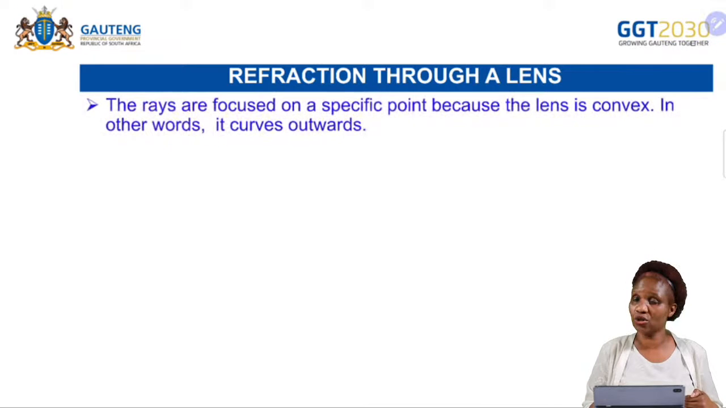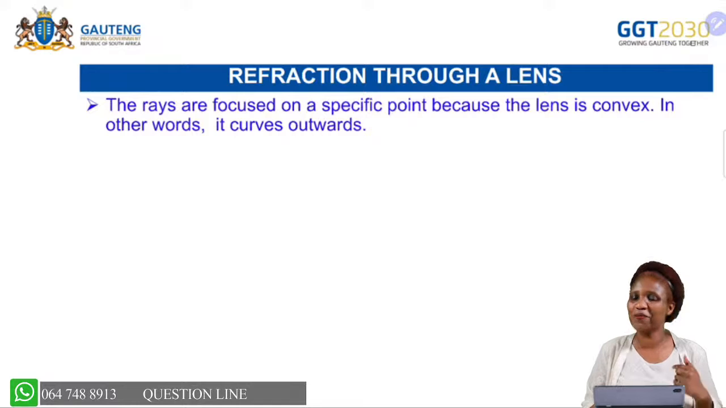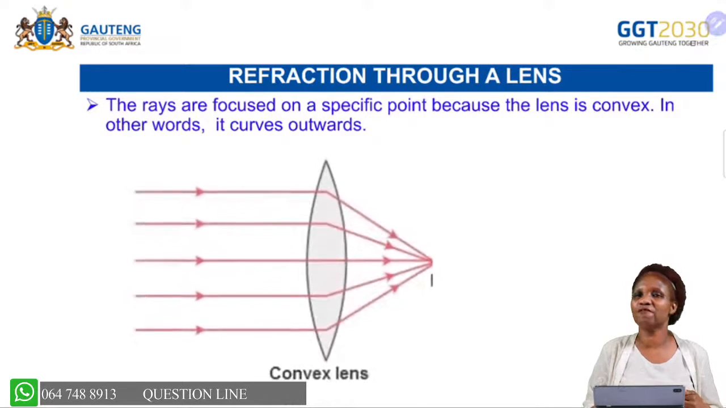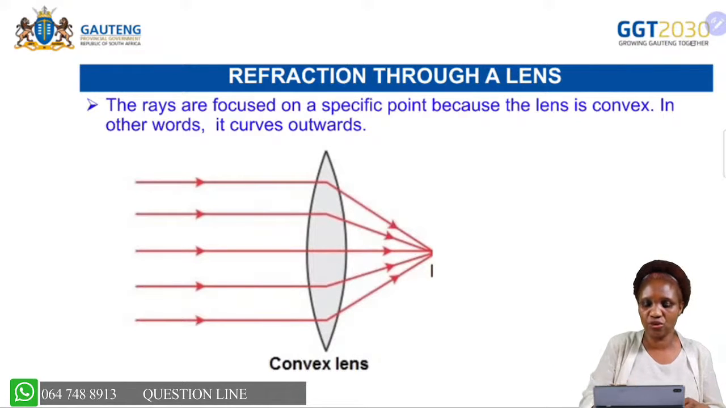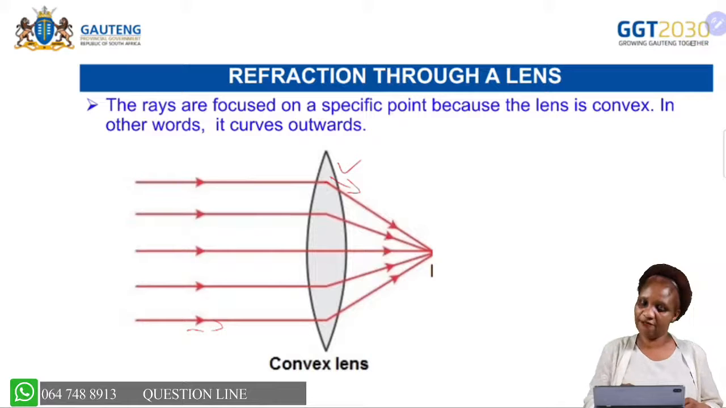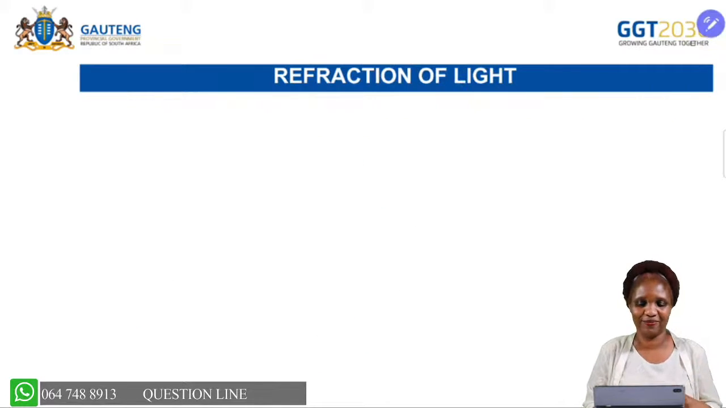And then refraction through a what? A lens. The rays are focused on a specific point because the lens is convex. In other words, it curves outwards. It will be curving outward. All right, this is a good example of what? Of a convex lens. And then light is coming in here, okay? And then it refracts, okay? Do you see it bends? This is refraction. Okay, it changes direction.